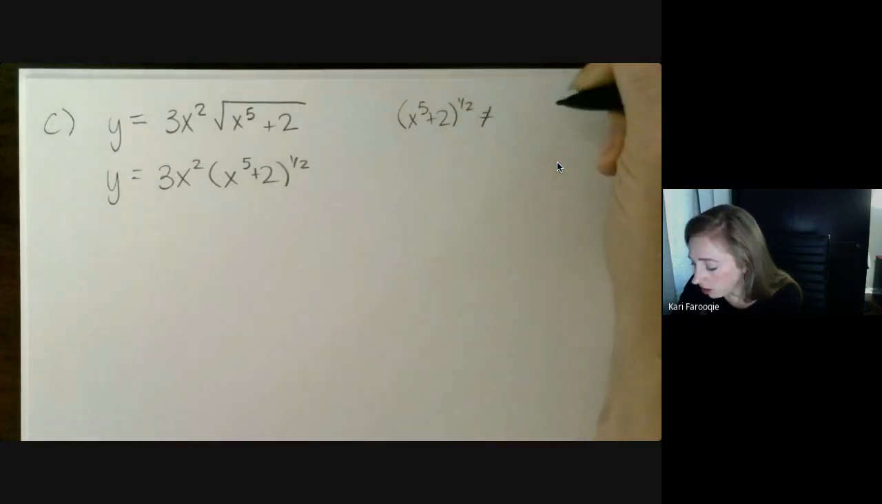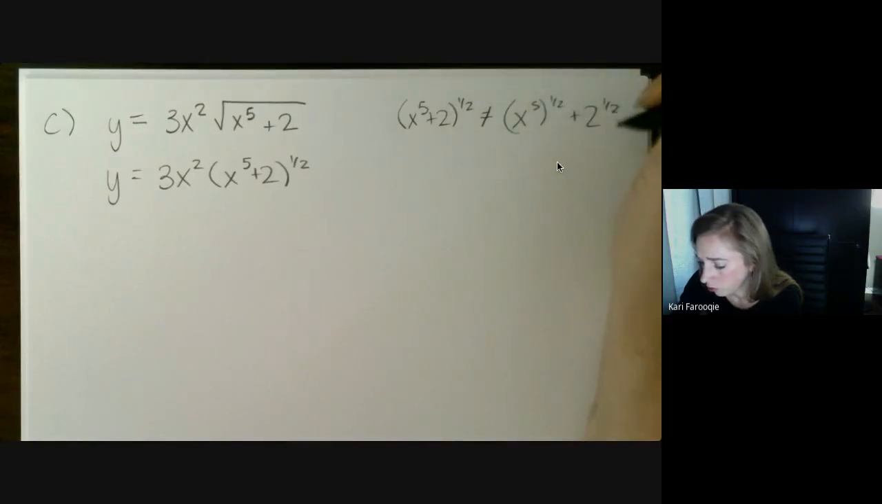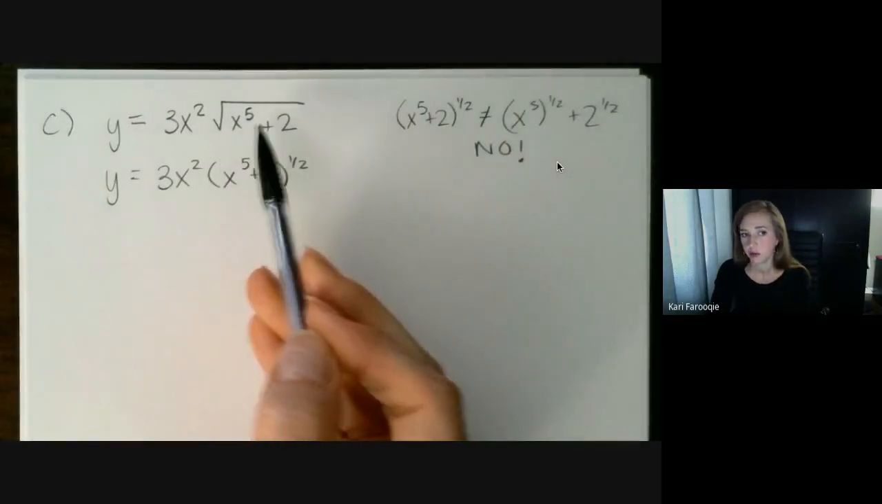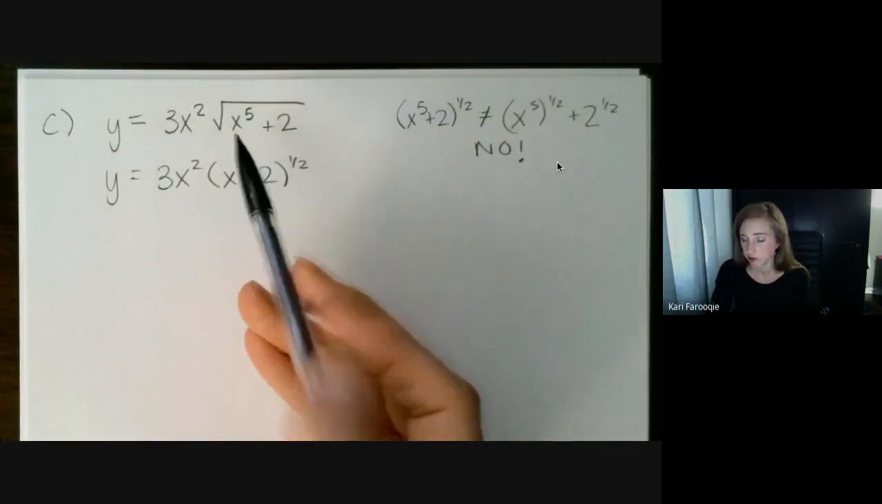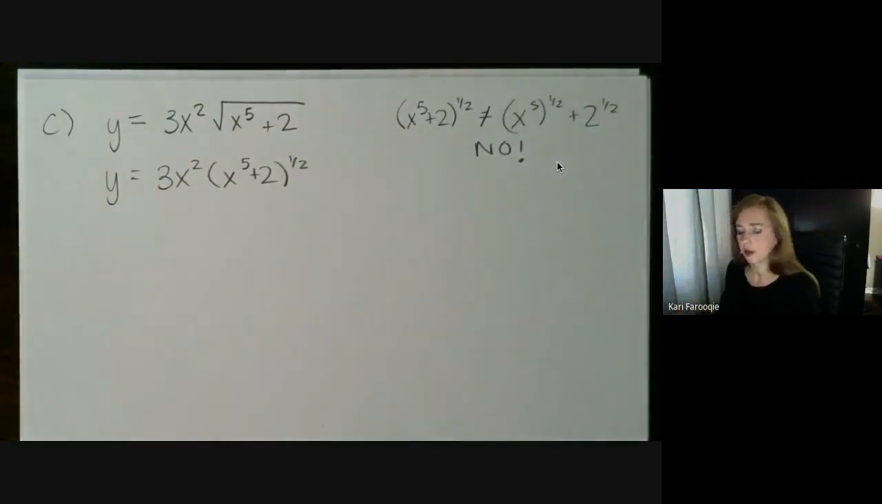Also, now might be a good time to remind you that this is not equal to x to the fifth to the 1/2 plus 2 to the 1/2. This is a big no. You cannot distribute the exponent into the terms of the expression. Don't do that. That would be like saying you could take the square root of x to the fifth plus the square root of 2 and it'd be the same quantity. It's not. I always feel like I should mention that.